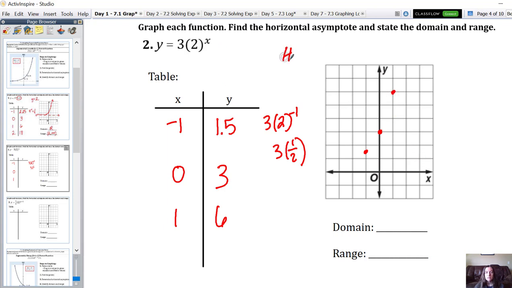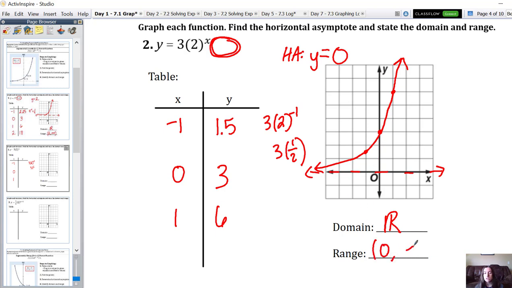To find our horizontal asymptote, we would just say y is equal to whatever number we're adding or subtracting at the end. Here there is no number there, which means it's 0. So this graph is going to approach 0, it's going to get really close to it, but again, never actually touch it. So here's our graph. Again, these are just rough sketches, as long as you don't cross that horizontal asymptote. Our domain, -infinity to infinity. Our range, we're getting really close to 0 and then going up forever. So we have parentheses, 0 to infinity.